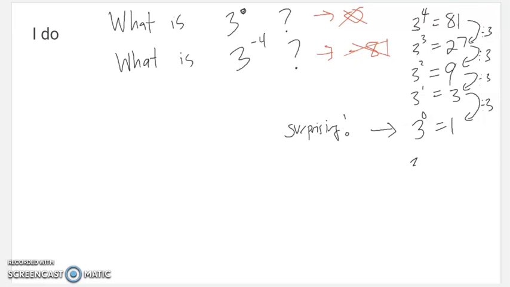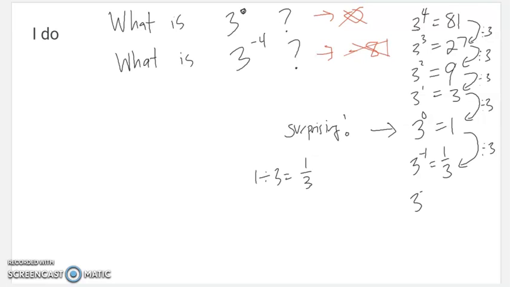What about 3 to the power of -1? Well, keep working down that list. And 1 divided by 3 is 1/3. It is not a negative number even, if you'll notice. It is positive 1/3. You keep dividing by 3.